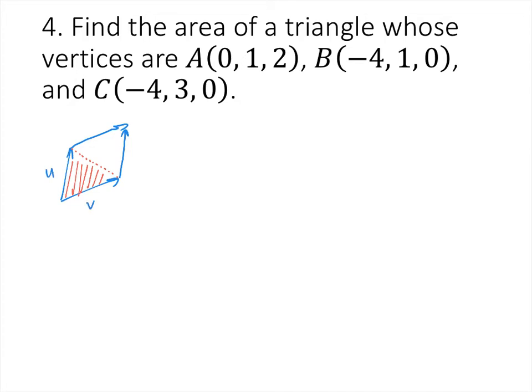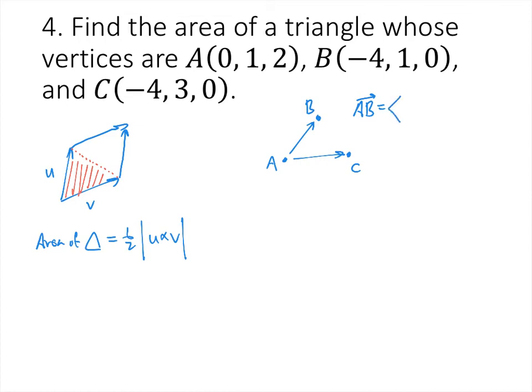So if I had u and v here, the area of the triangle is just half of the magnitude of u cross v. But we don't have vectors here. What we have are points. And so if we have 3 points, A, B, and C, then the vector that we want is the vector from A to B. And the vector AB is just going to be the difference between the coordinates of those points. So the vector AB is going to be -4 minus 0, and then 1 minus 1, and then 0 minus 2. So that's going to be the vector -4, 0, -2.